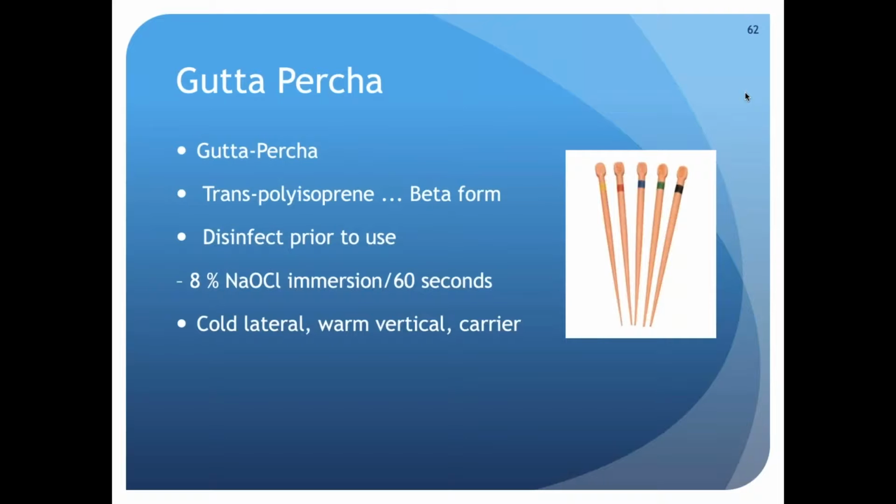So gutta percha, again, is kind of our standard for obturation. We're often using it in the beta form. It's recommended that you disinfect it prior to use, so you can submerge it in your sodium hypochlorite for about a minute. And then there's lots of ways to place this: cold lateral, warm vertical, carrier based. I won't get into all those, but just basically remember that gutta percha is a good inert obturation material.